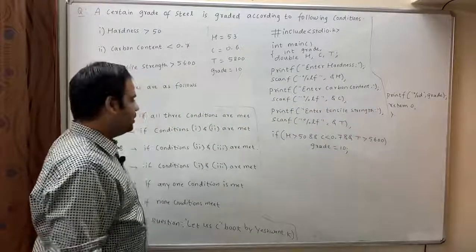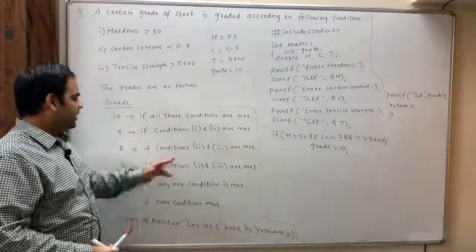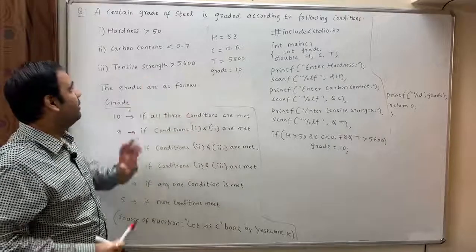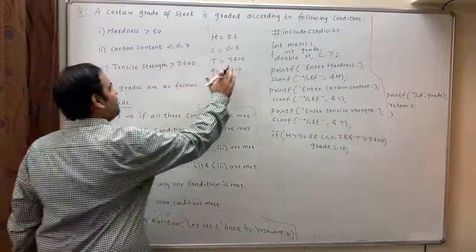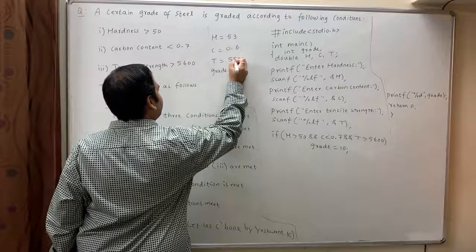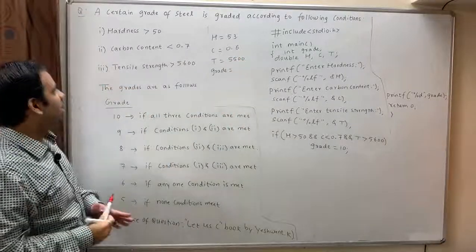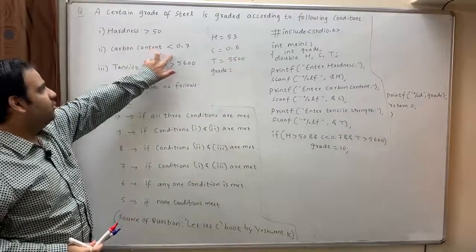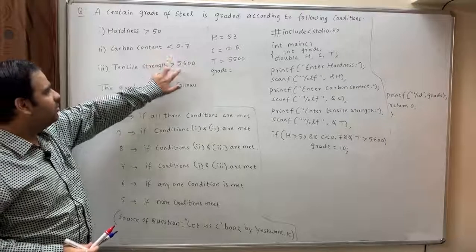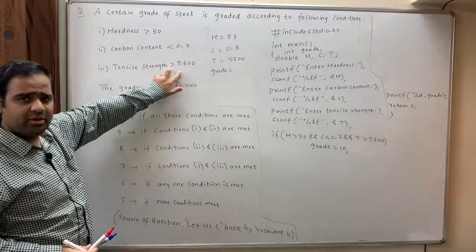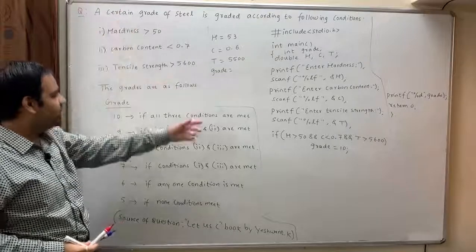Fair enough. Now let's take the second thing. If conditions 1 and 2 are met, that means let the tensile strength be say 5500. Now 53 greater than 50, yes. 0.6 less than 0.7, yes. But 5500 greater than 5600, no. Only 1 and 2 are satisfied.